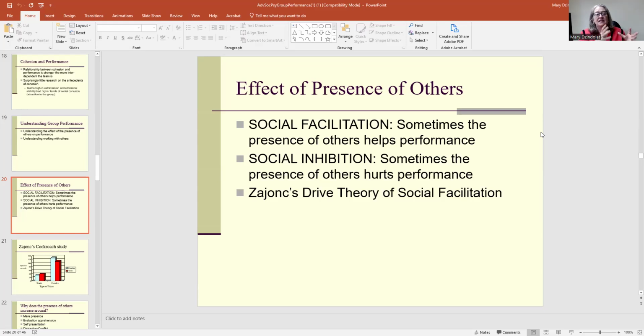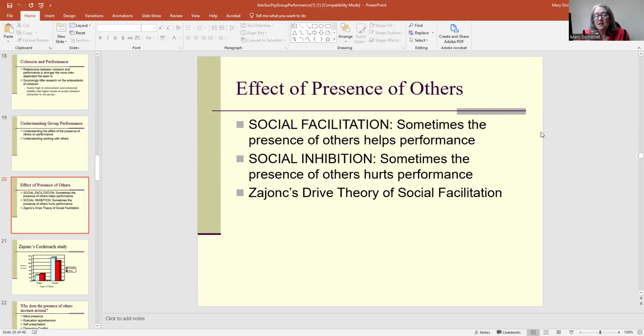Now, science says that when our arousal is increased, we're more likely to make what he calls dominant responses. Now, in a minute, I'll get to what a dominant response is, but just logically think about this. If a dominant response is correct, then the presence of others that's increasing your arousal, making the dominant response more likely, and the dominant response is correct, that's going to increase your performance or enhance performance. So when the dominant response is correct, the presence of others is going to help your performance.